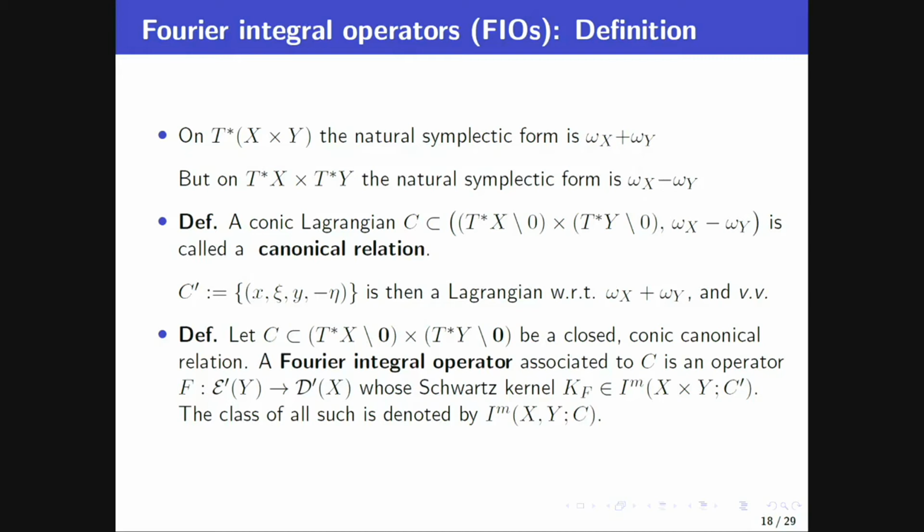So having a conic Lagrangian, we are going to define the Fourier integral operators. So these are operators with this canonical relation whose kernels are Fourier integral distributions on the product space. Okay? So the operator's kernel is a Fourier integral distribution, which we have seen before, but in the product space, I^m of X cross Y with the canonical relation C prime. Okay? So now we can transfer everything to the product space.